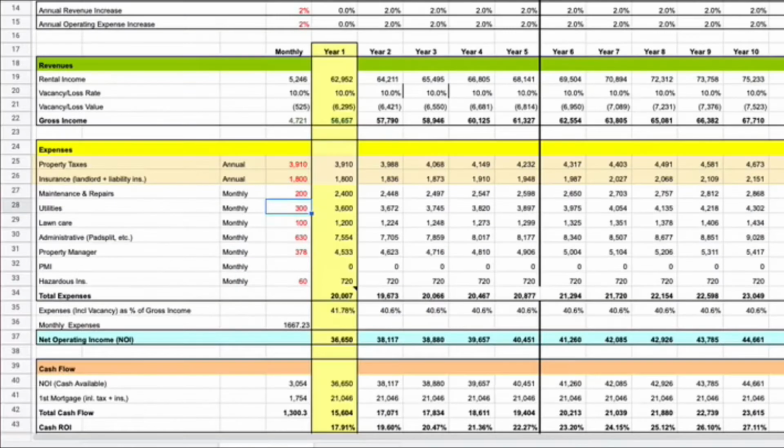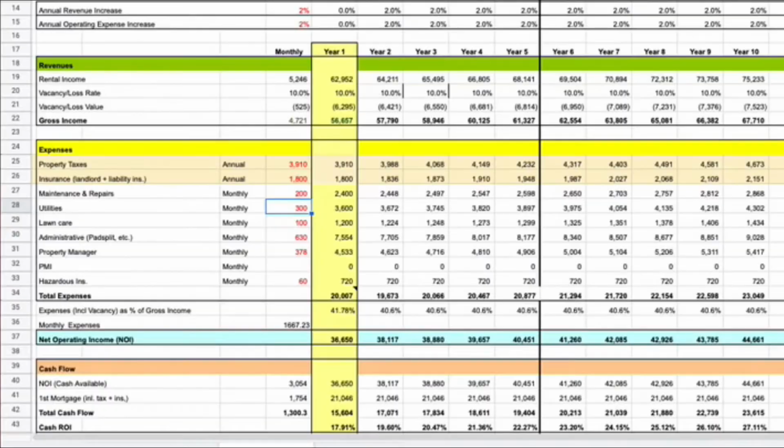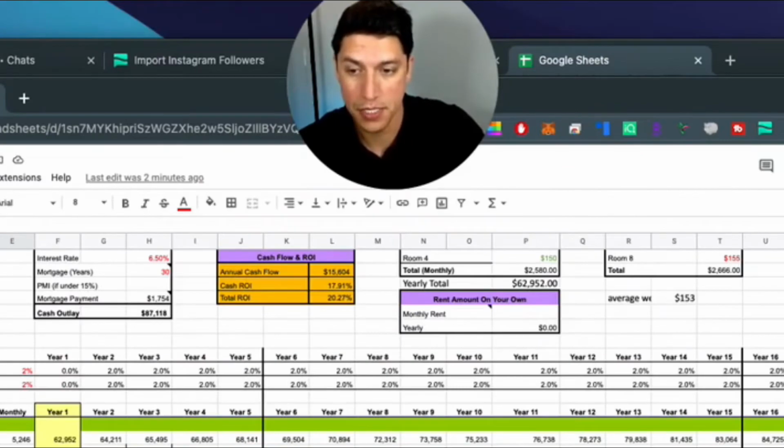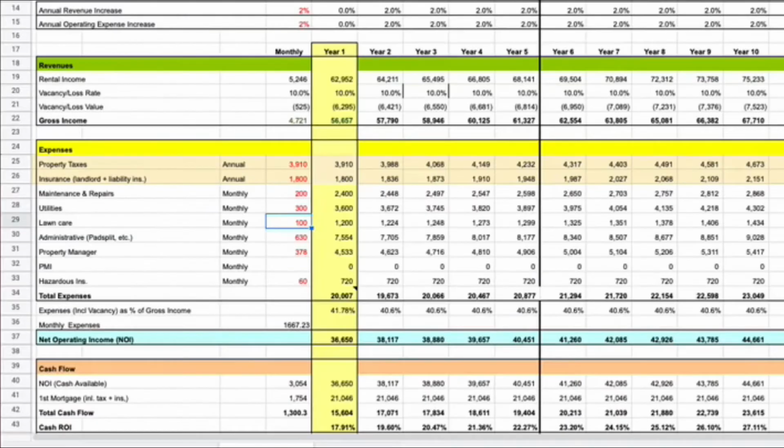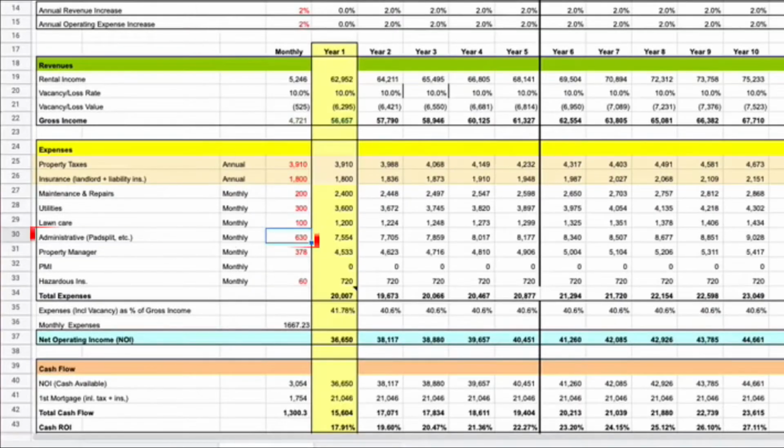For utilities, this is usually $300 to $500. And again, that's going to depend where you guys are at. We put 300 because that's what our last house was doing. So that's how we were estimating this one. Lawn care, we talk to our property manager. We say, hey, how much is lawn care per month? I think we're taking care of it once a month. It's $100. Administrative, this is 12% of the gross income.